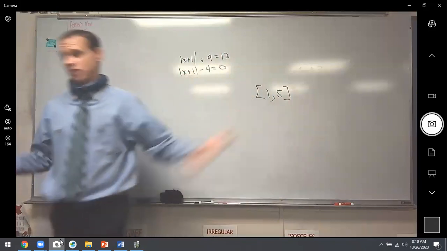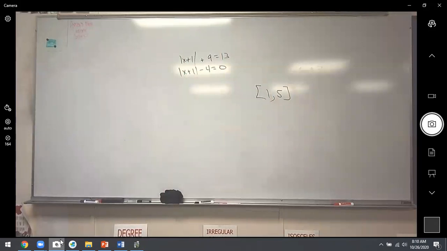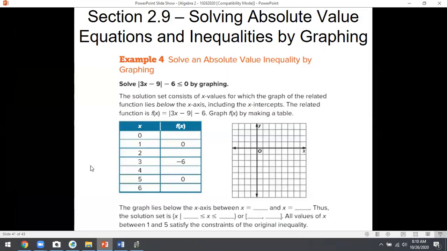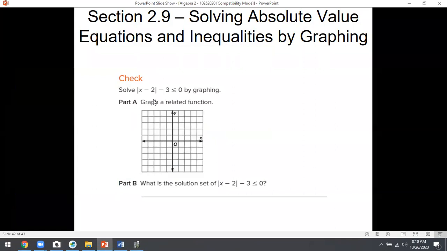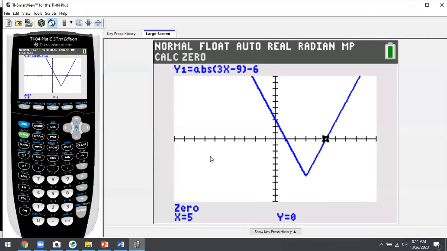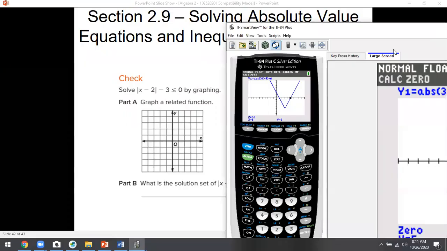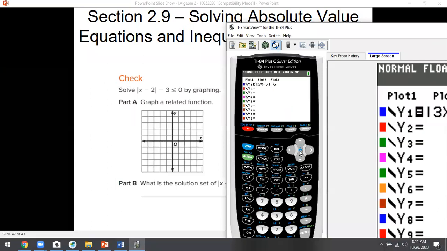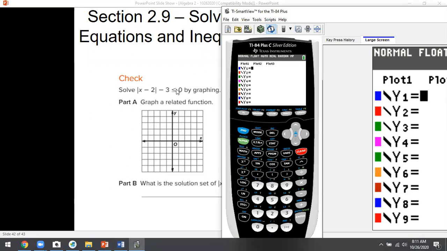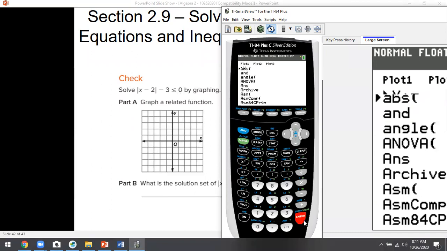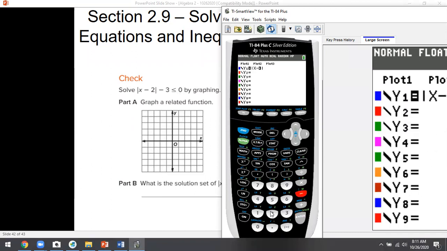Does that make sense? Okay, so that's kind of all there is to this today. Let's try another one. All right, how about this one? Absolute value of x minus 2 minus 3 is less than or equal to 0. So you go to your y equals, clear out what you got, type it in. It's already compared to 0, right? That's the only step you have to remember. So second catalog, absolute value. Inside the absolute value is x minus 2. Outside of it is a minus 3.